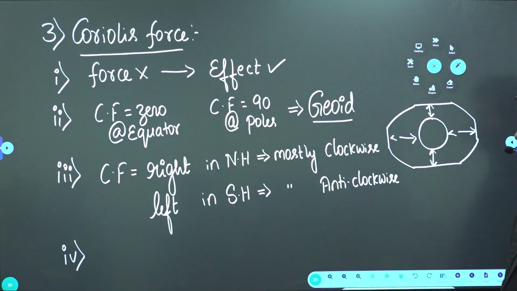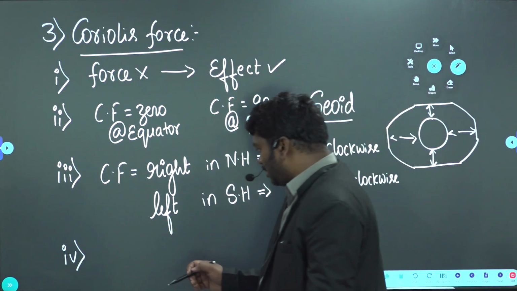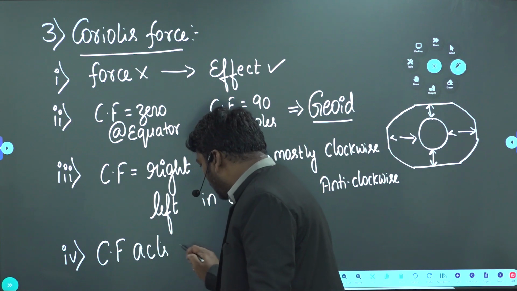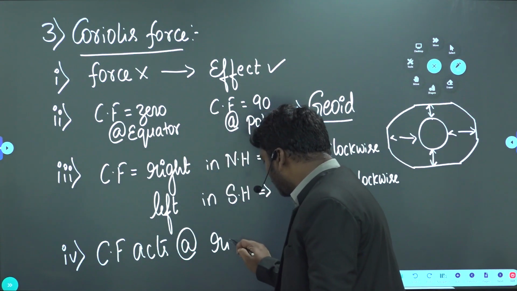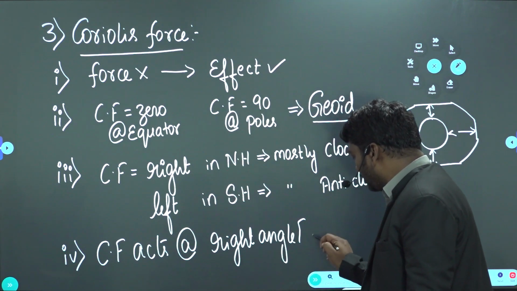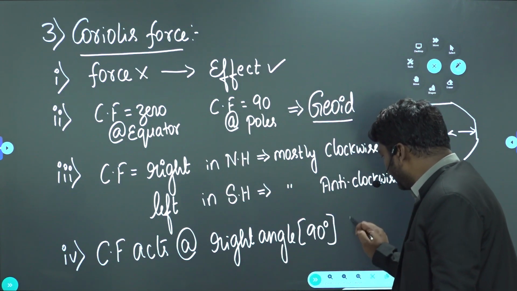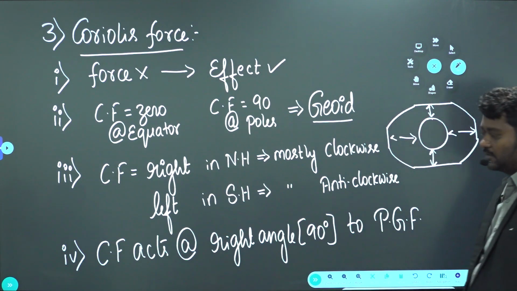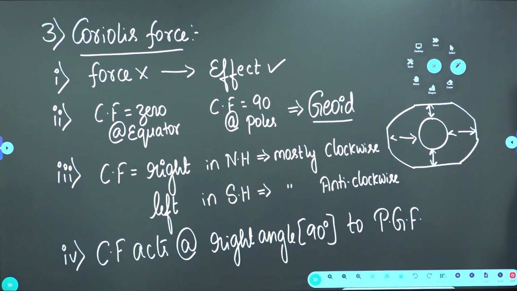Then, Coriolis force acts at right angle, 90 degrees, to the pressure gradient force. Hope you recollect, right? It is always at right angle to the pressure gradient force.